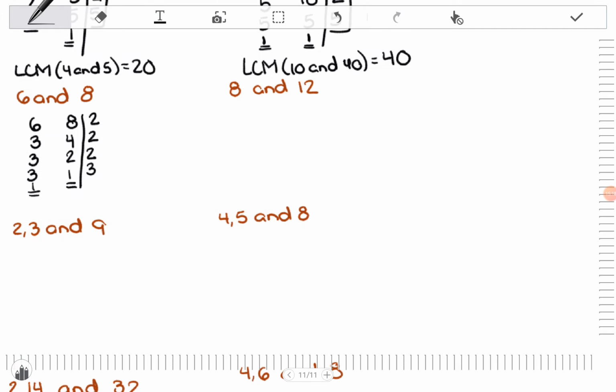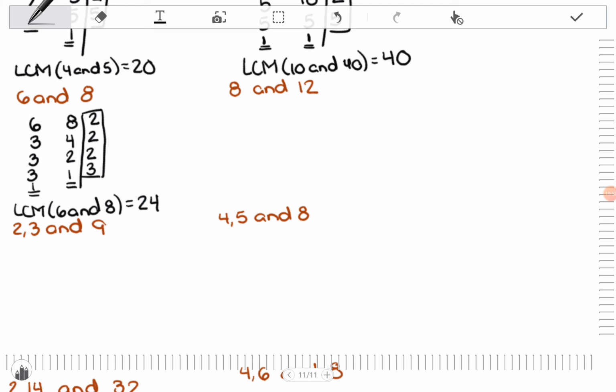Okay. Now, let's write it down. LCM of 6 and 8 is equal to, and remember we have it over here at the right, let's do it from the bottom to the top. 3 times 2, 6, times 2, 12, times 2, 28. Sorry, 24. 12 times 2 is 24. Perfect. So if you do the list of the multiples of 6 and 8, you're going to see that the first common one they have is 24.